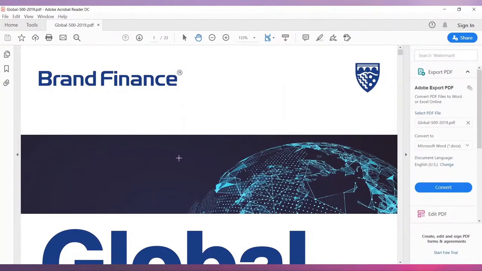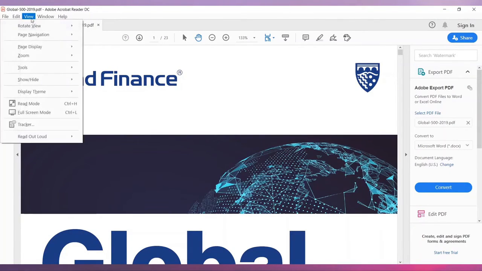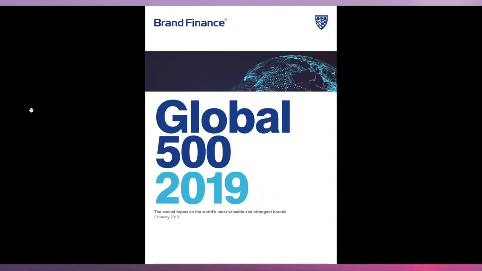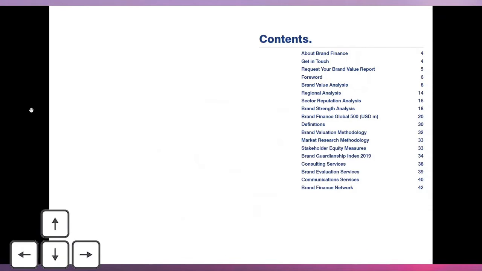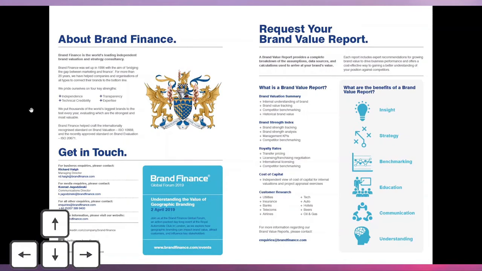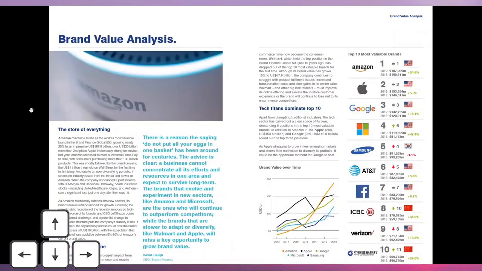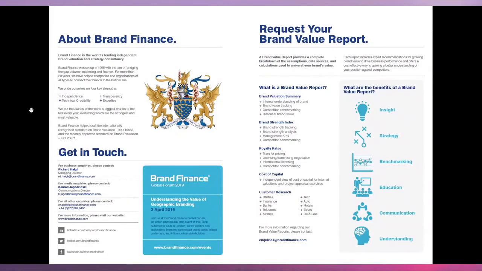To start full screen mode or presentation, click on View, and then click on Full Screen Mode. You can see that the PDF is in full screen mode. Using the keyboard arrows, you can move between slides. To exit full screen mode, press Escape on your keyboard.